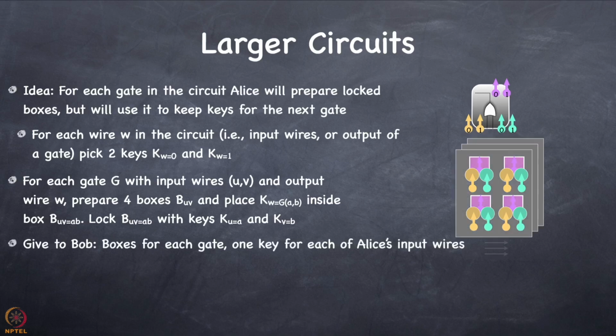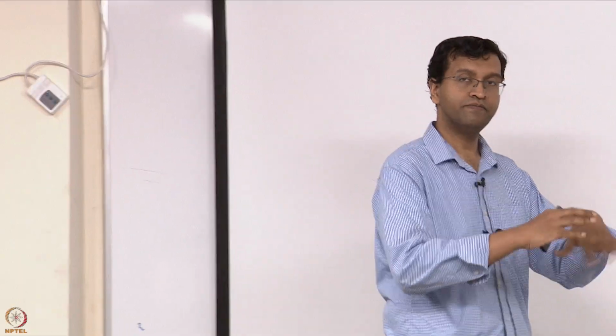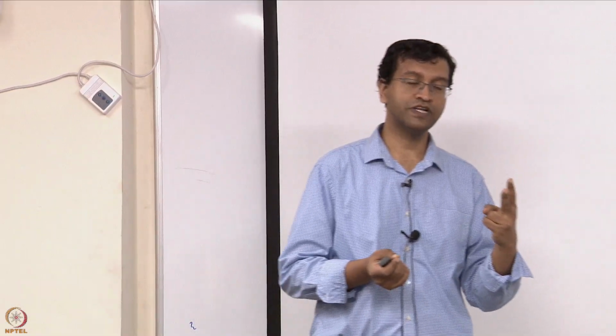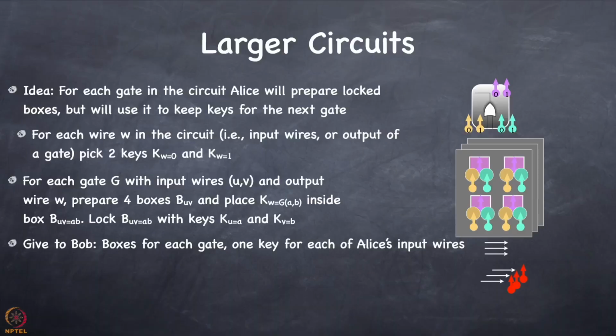And we'll do the same old thing: unlabel them, which means permute the boxes, and send all these boxes, one for each gate, to Bob. Also ship the keys corresponding to Alice's own input wires, one key per input wire. There are 2 keys that she originally picked, one of them corresponds to her input, so for each wire, send that.